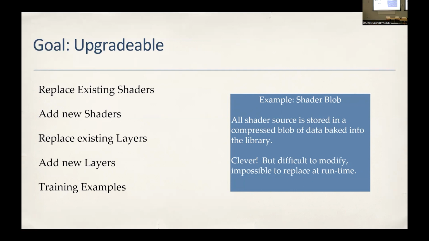Just to give you an example of the problems with current upgradability, if you take the current version, all the shaders are in this compressed blob of data, which when it needs one of them, it just pulls the data out, uncompresses it, and compiles it. That's incredibly clever, very difficult to maintain though.